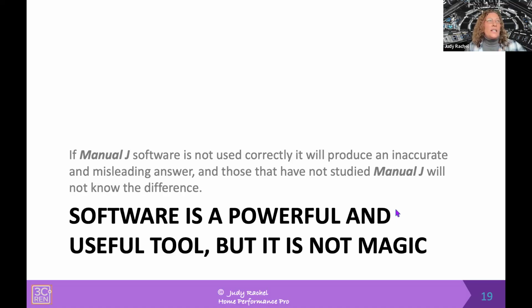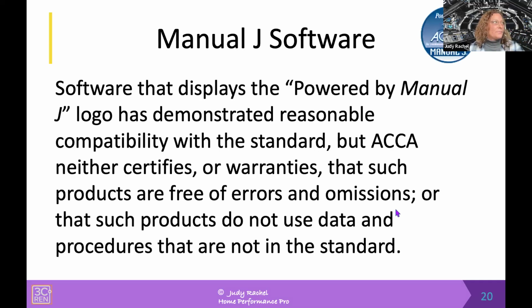And so understand that software is a very powerful tool and a very useful tool, but it's not magic and it's not the procedures. It is just a way for us to put the procedures into the software for the software to do the math for us. ACCA says that the Powered by Manual J logo demonstrates reasonable compatibility with the standard, but ACCA still doesn't certify or warranty that the products are going to be free of omissions and errors, or that the products don't use data procedures that are not in the standard. It's really our responsibility to understand the procedures.